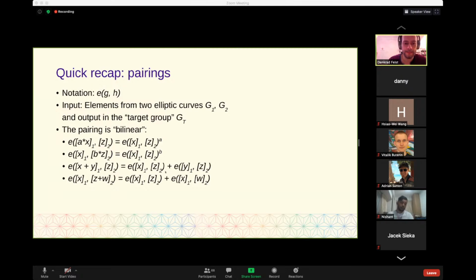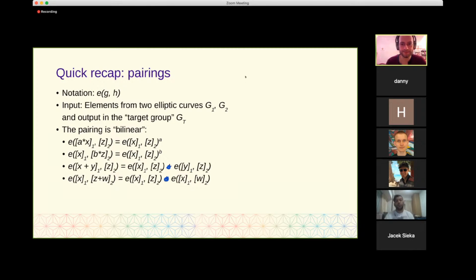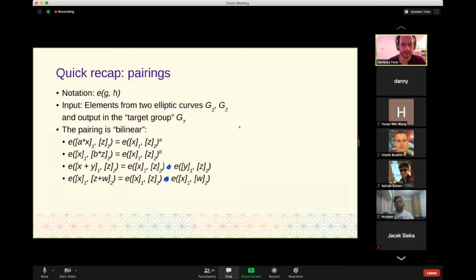Actually, sorry, I messed up my notation here. This should be times. In this case, it should be the product of the two pairings. Okay, all right. So that is how pairings in elliptic curves work. It's basically a bilinear map on two elliptic curves.